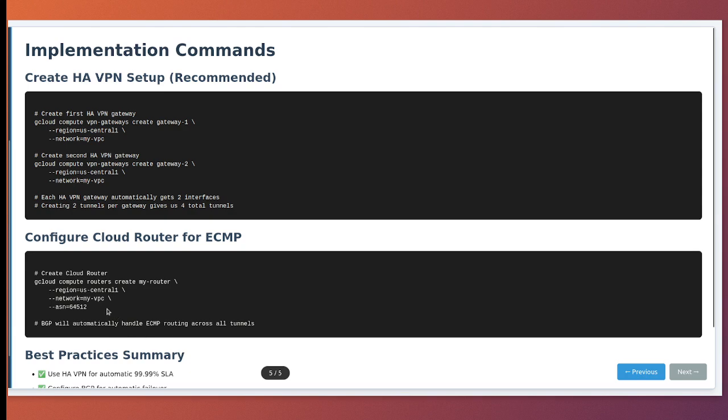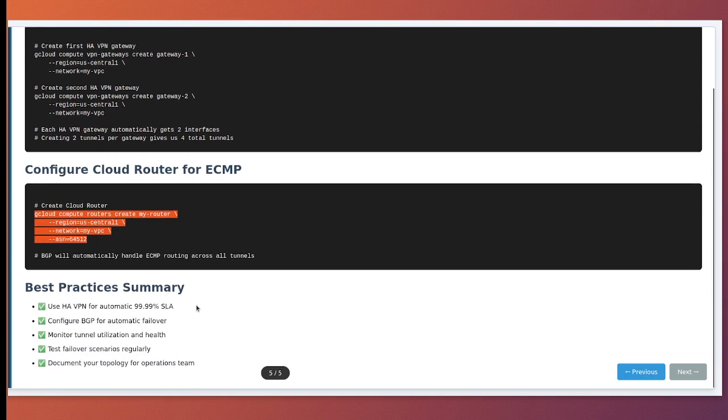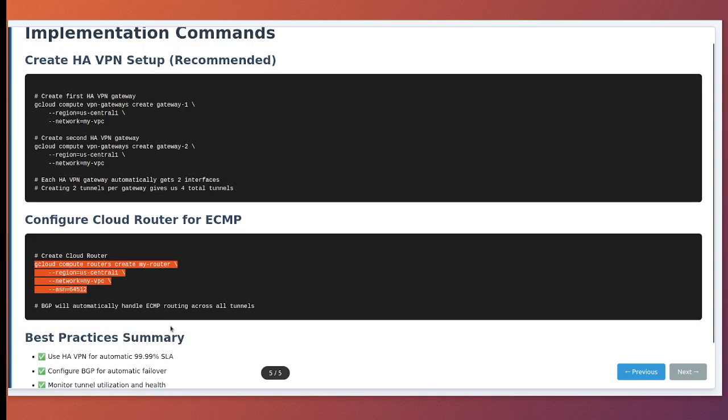For routing, use Cloud Router with BGP instead of static routes. BGP automatically handles failover and load balancing without manual intervention. Configure your on-premises routers to advertise the same prefixes through all tunnels with equal MED values to enable ECMP. Place your gateways in different zones within the same region for additional redundancy. While VPN gateways are regional resources, specifying different zones provides some protection against zone-level issues. The command would include region as Central 1 and Zone as Central 1A for the first gateway, and Zone as Central 1B for the second.